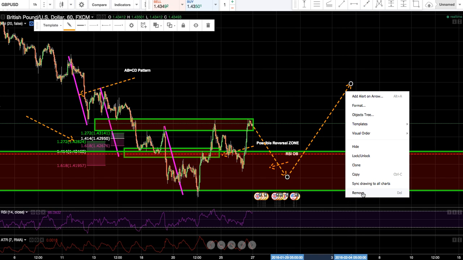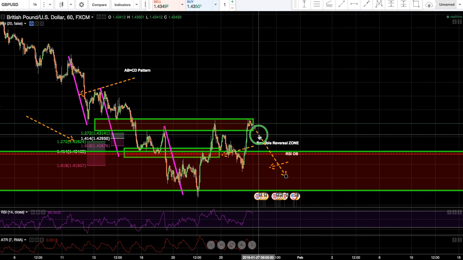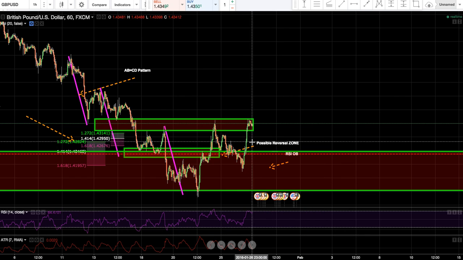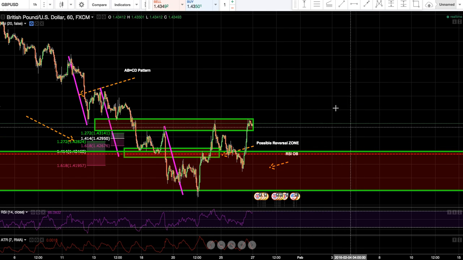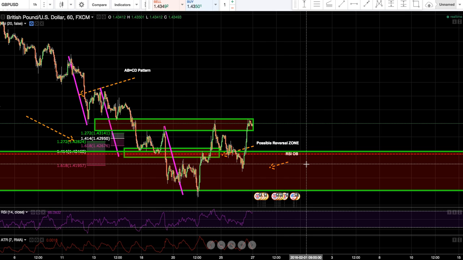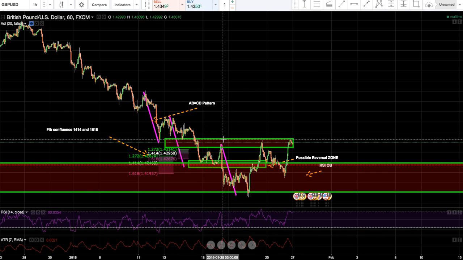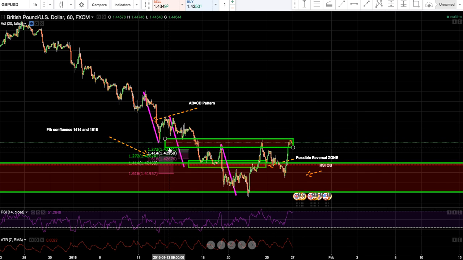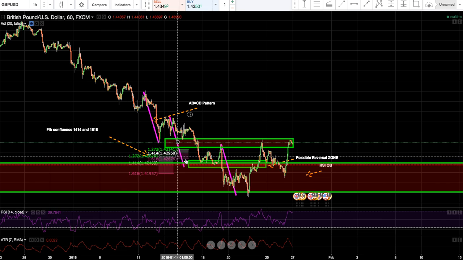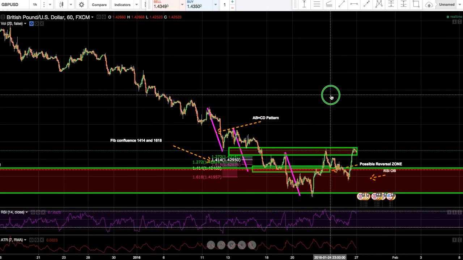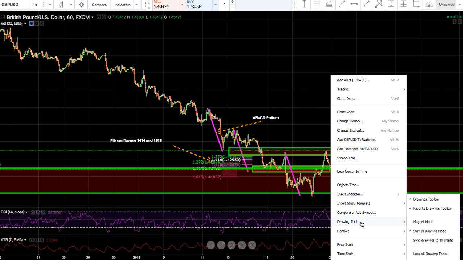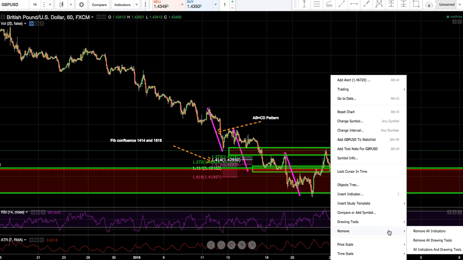But of course there's no way of knowing, and I'm not actually saying that this will happen, right? But just a quick example of how you can utilize structure just to begin to see, is this a possible reversal zone, right? Just like I did. I'm gonna remove all the drawing tools, right?